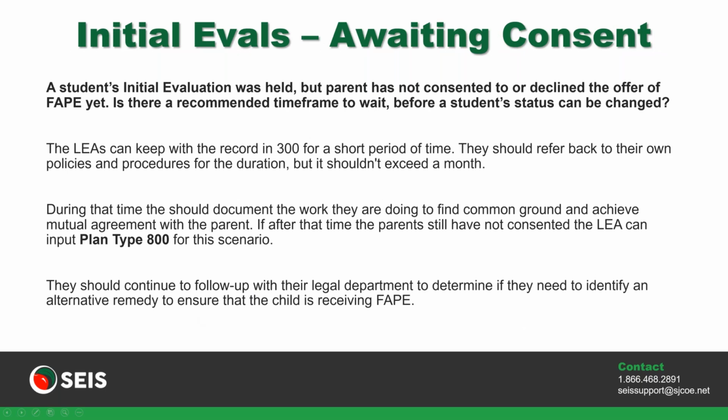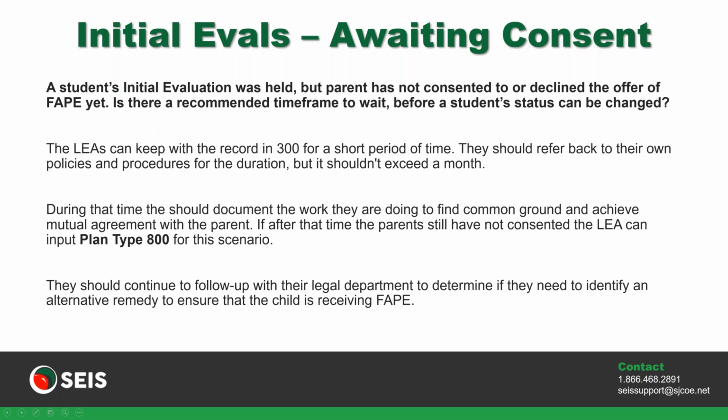This one kind of doesn't necessarily relate to end of year, but we get this question a lot, and so we definitely wanted to include it. You had your initial evaluation, the parent maybe wanted to review the information, they haven't consented or declined, but it's now been a few weeks, it's now been 2 months. At what point can you make a change to the student, or are they just going to stay pending until when? So when we reached out to CALPADS for some guidance, they were a little bit loose on it. It really is up to the LEA.